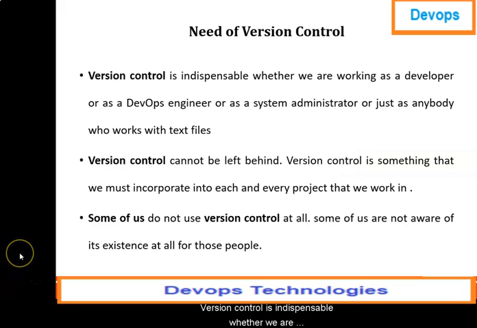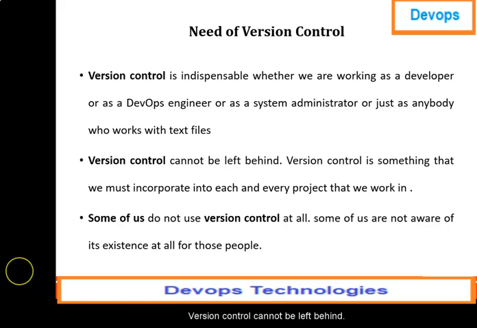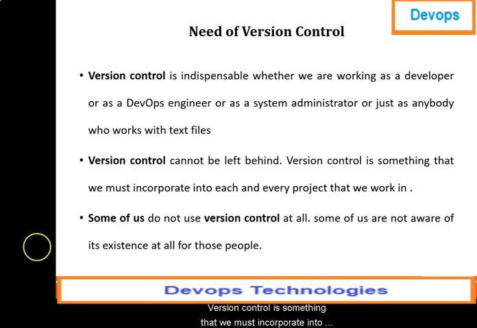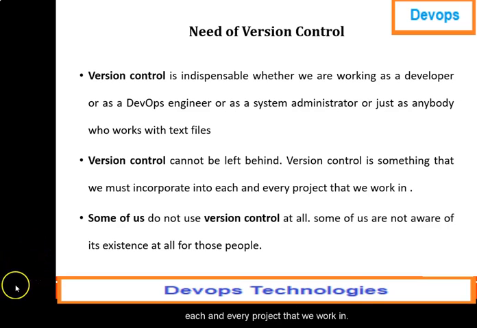Version control is indispensable whether we are working as a developer or as a DevOps engineer or as a system administrator or just as anybody who works with text files. Version control cannot be left behind. Version control is something that we must incorporate into each and every project that we work in. Some of us don't use version control at all. Some of us are not aware of its existence at all. For those people, let's have a quick introduction to what version control is.